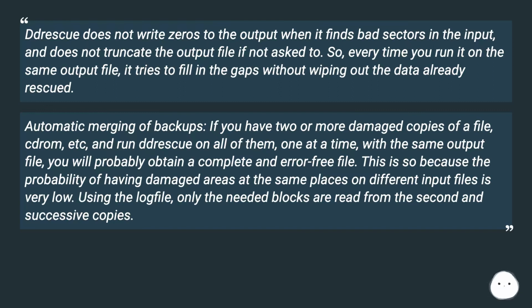Automatic merging of backups. If you have two or more damaged copies of a file, CD-ROM, etc., and run Dcfldd on all of them, one at a time, with the same output file, you will probably obtain a complete and error-free file. This is so because the probability of having damaged areas at the same places on different input files is very low. Using the log file, only the needed blocks are read from the second and successive copies.